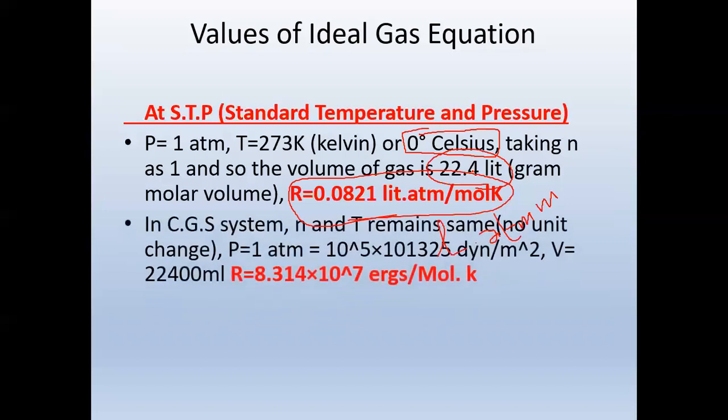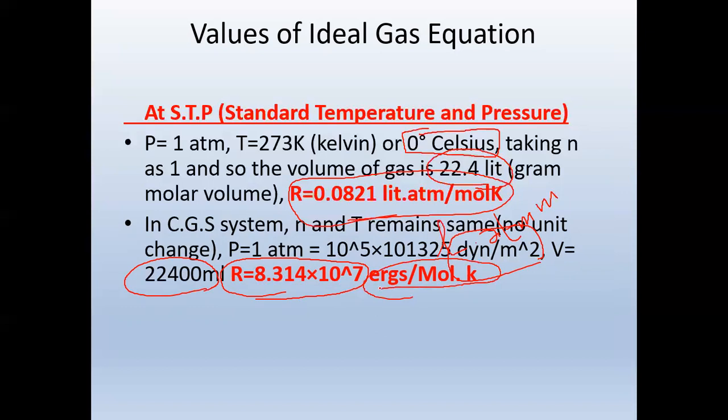Further, in CGS system, N and T remain the same, no unit change. That is, N will be equal to 1 mole and T is equal to Kelvin itself. But what happens to pressure? It will become not 1 atm, but instead dyne per meter square, and volume will become ml. So in such cases, your value will be equal to 8.314 into 10 raised to 7 ergs per mole Kelvin. So this would be the value in ergs per mole Kelvin.